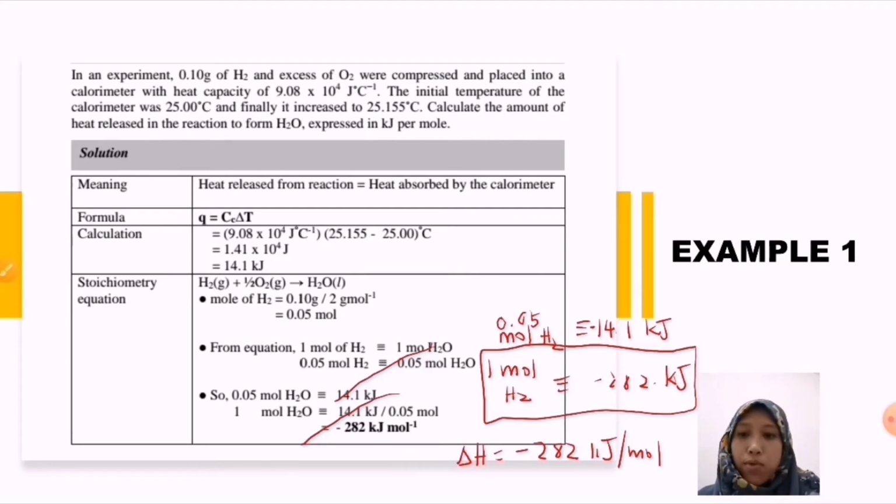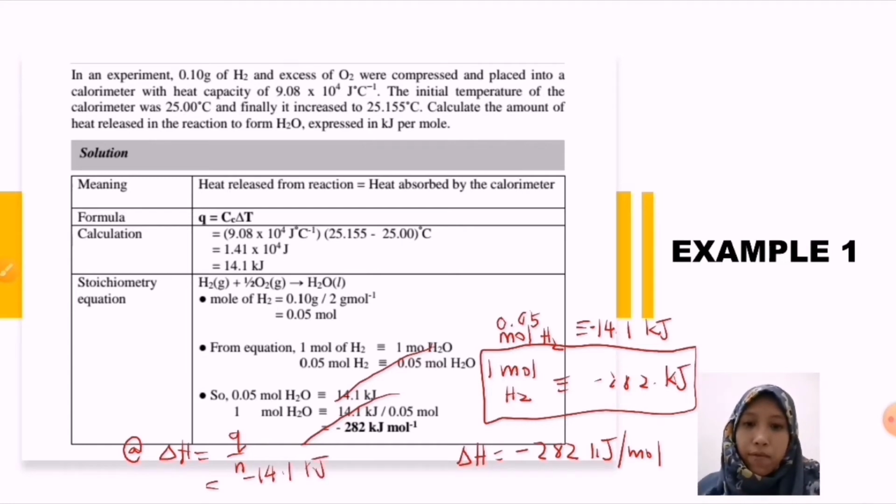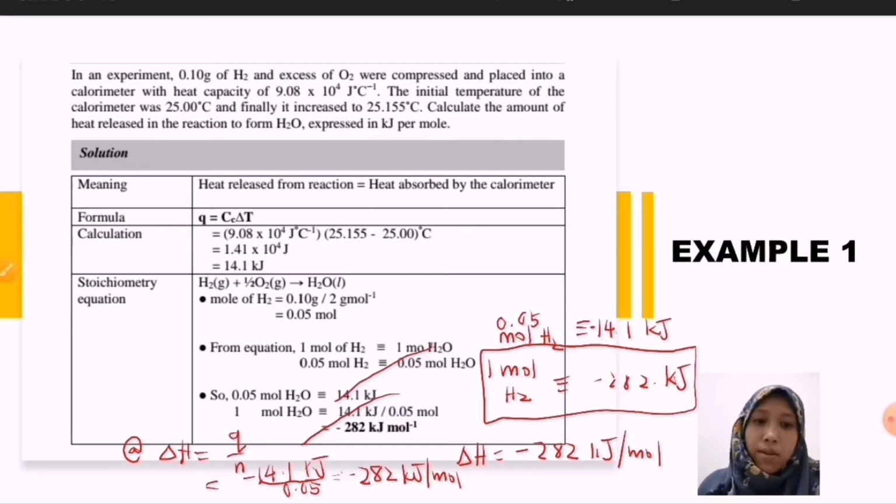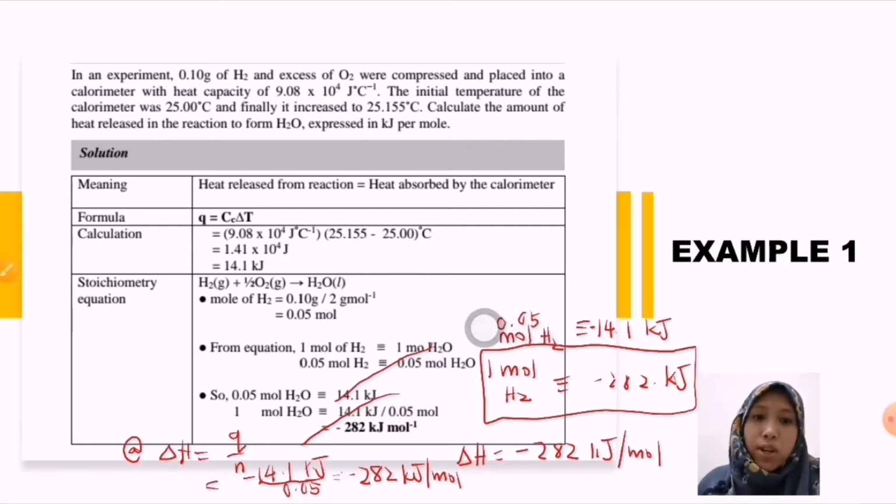Ataupun sebenarnya kita boleh juga guna delta H equals to Q over n. Sama je lah. Okay, Q kita kat sini negatif 14.1 kilojoule divide with the number of mole, which is 0.05 mole. So kita akan dapatlah jawapan yang sama, which is negative 282 kilojoule per mole. So kedua-dua kaedah ni diterima. Okay, so formula yang kita dapat ni, formula yang ni asalnya bermula daripada sinilah. Pernah juga PSPM dia tak nak terima yang ni, dia nak terima kaedah perkadaran je, tapi sebenarnya kedua-duanya pun benda yang sama.